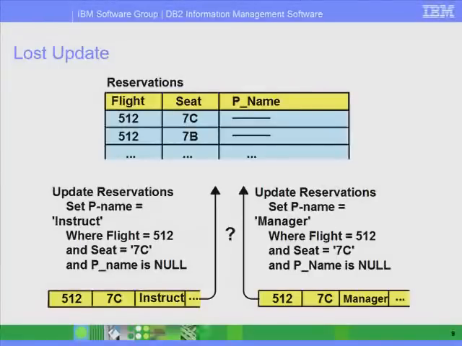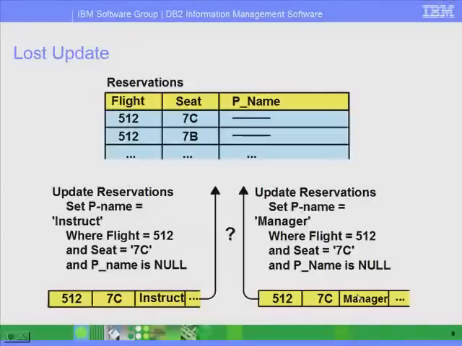So lost update, what it means is, let's use this example, right? Let's say you have a table called reservations, and in this table you have 3 columns: flight, seat, and passenger name. Now, one application is connected to this database and tries to access this table and issues an update statement where it's going to change the passenger name to instruct, where the passenger name is null and the seat is 7C. So it basically is trying to change the first row here and put here instruct.